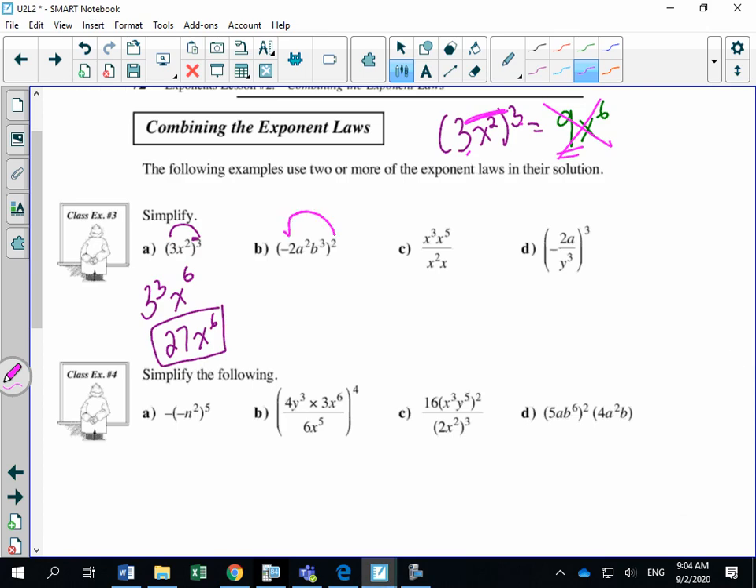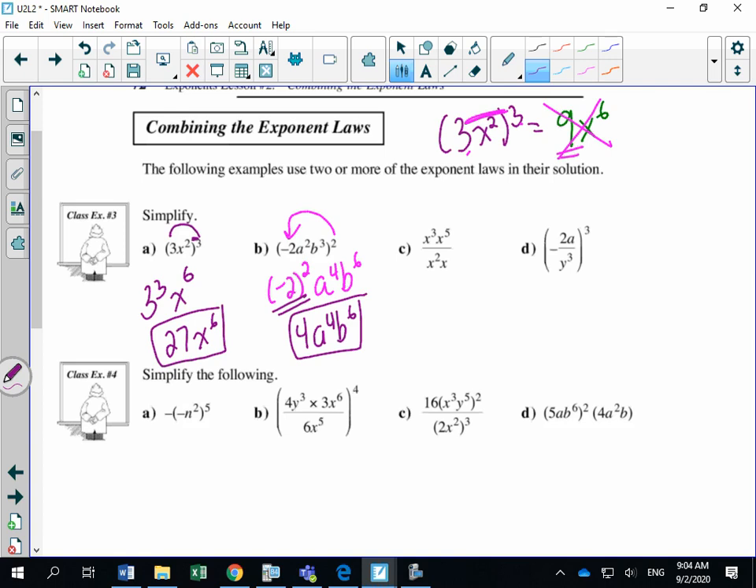Okay, this is going to apply to the -2 in a bracket. I always put my negatives in a bracket. So that's going to be -2 squared, a to the 4, b to the 6. -2 squared, if you enter that in a bracket, is -2 times -2, which is 4. A to the 4, b to the 6. Okay, C should be very simple.